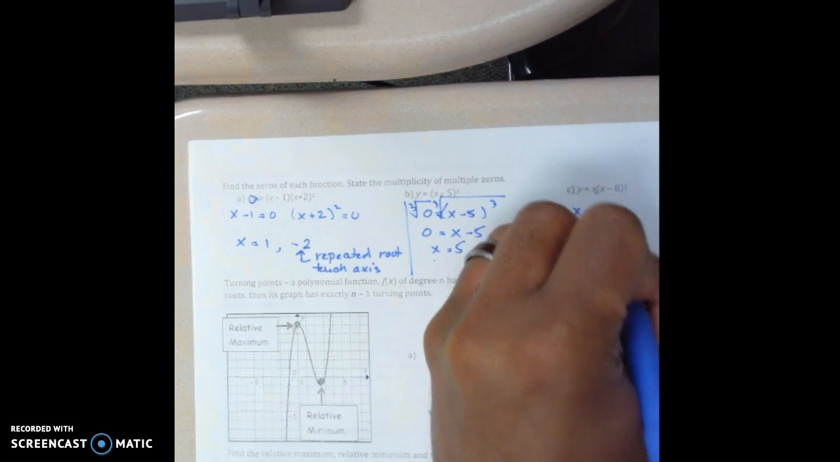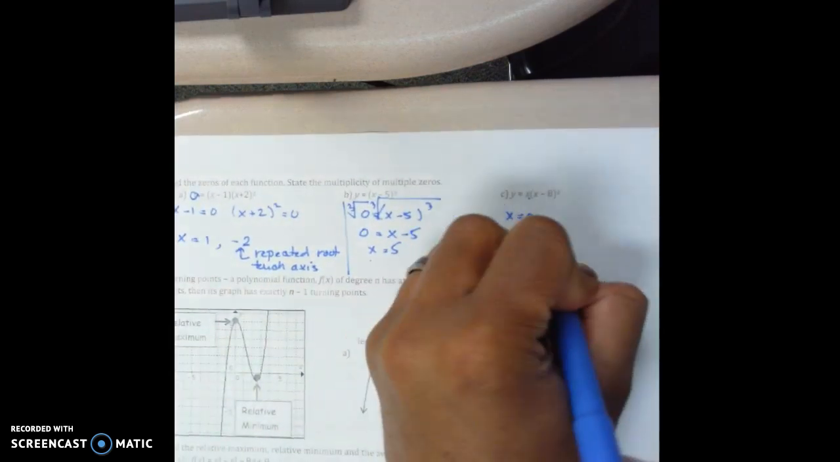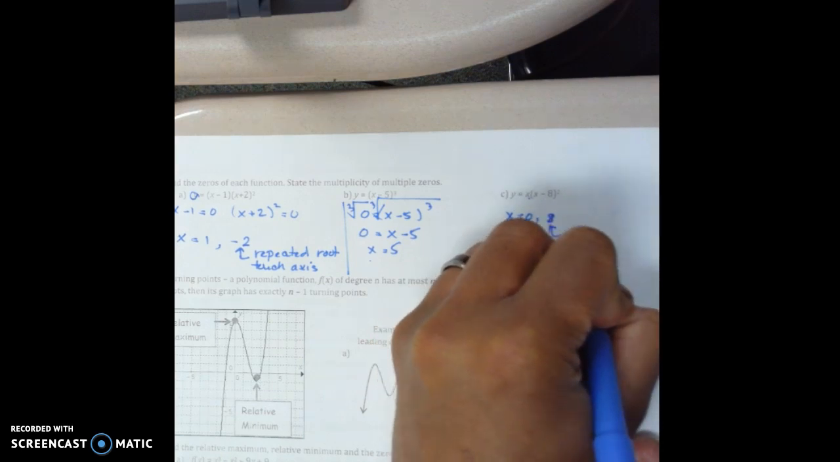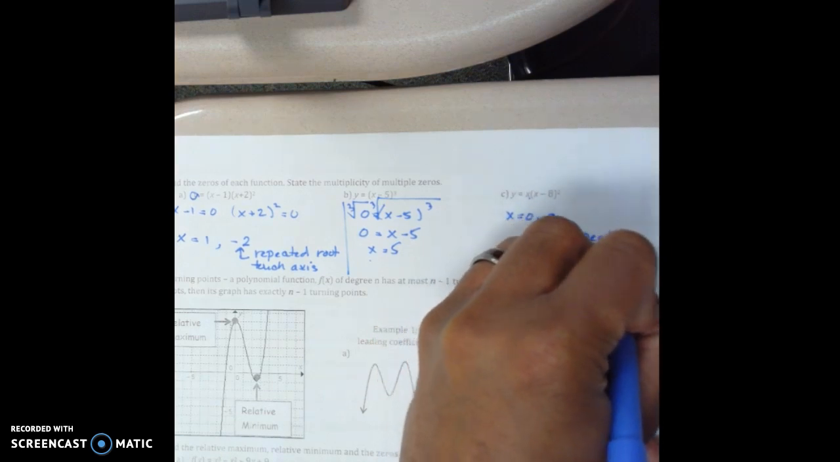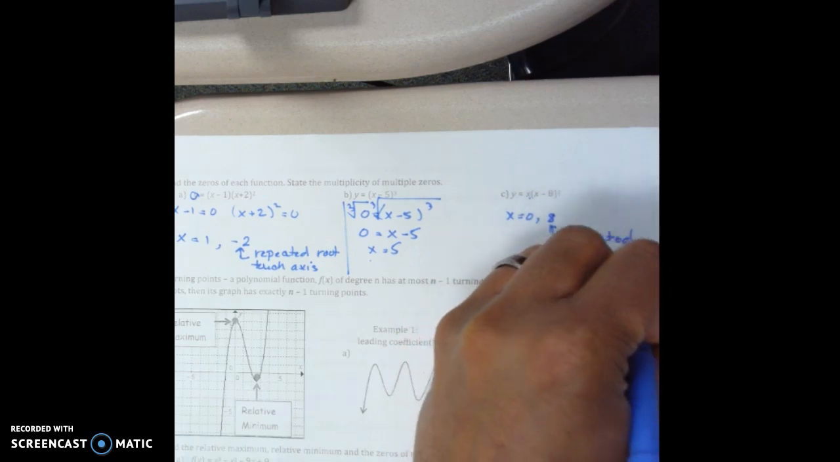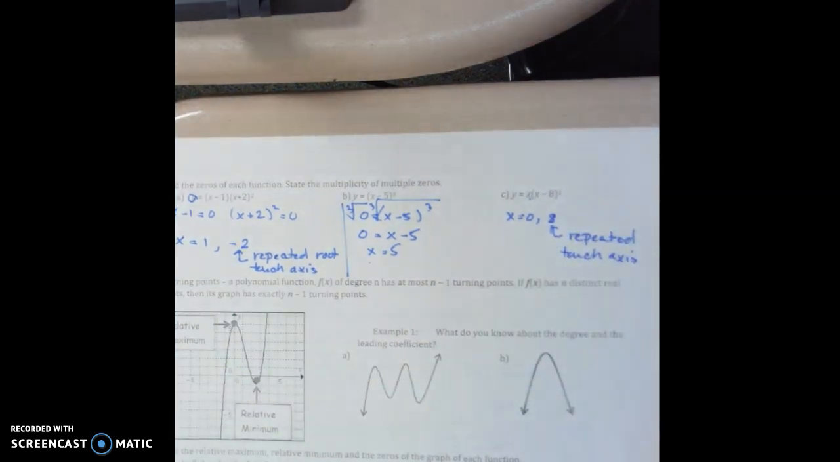Don't forget to make it just 0 for that one. And then for this one it would be positive 8. This one's repeated, and it will touch the axis. Okay. Bueno.